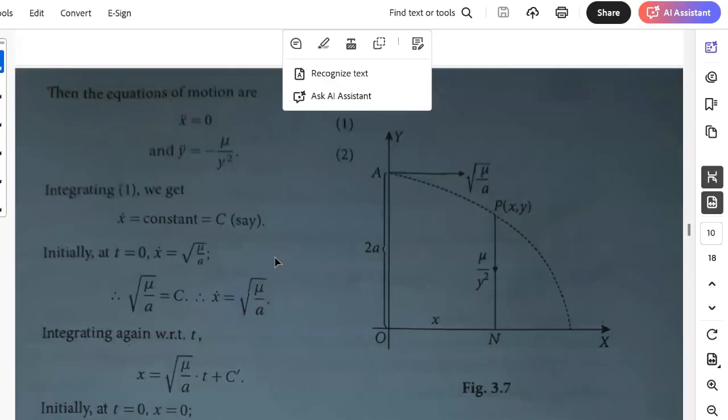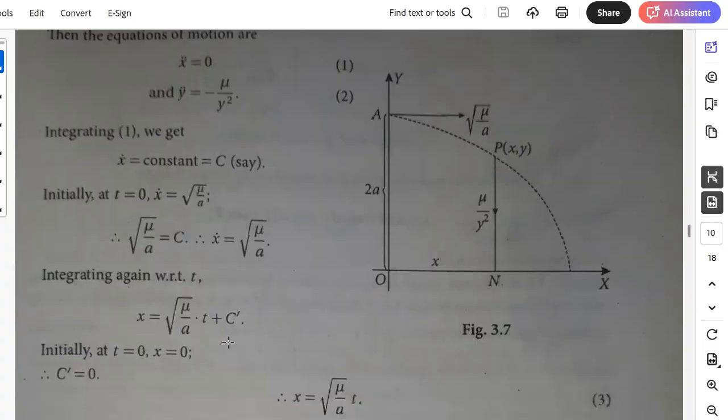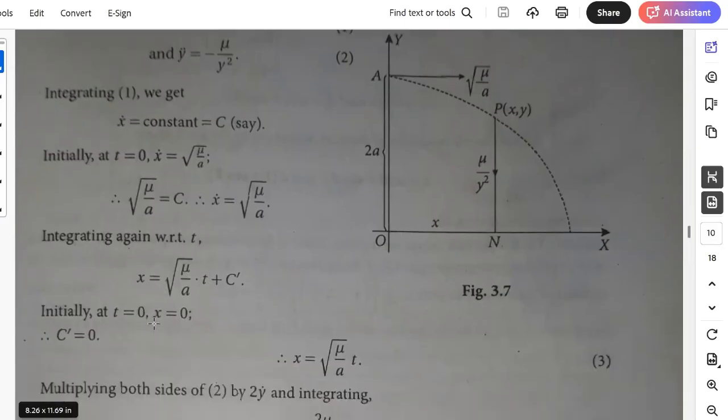So x dot equals root mu by a. From here you can find the constant c and plug it in, so x dot equals this. You again just integrate it. Initially, at t equals 0, x equals 0, because we have considered the origin as the point of projection. So obviously x equals 0, and c dash becomes 0. So this is the expression for x that we are getting.